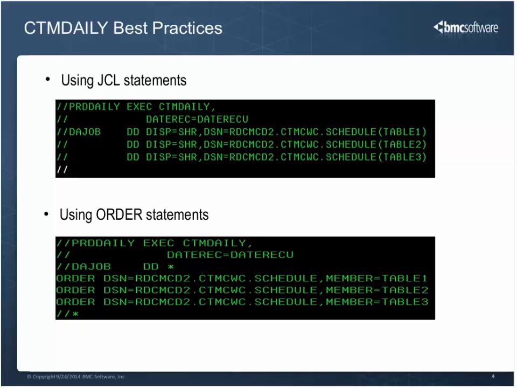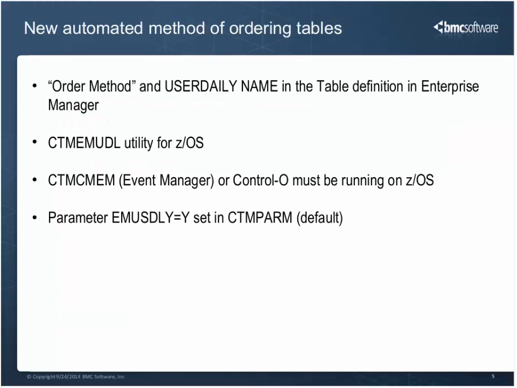Okay, so we're now going to move on to the next topic, which is the new automated method of ordering tables. The first thing I should mention here is this ordering method is only relevant if you create and maintain your tables in Enterprise Manager. So if you're purely a zOS user and don't have Enterprise Manager connected, this method will not be available. This is actually available in both Release 700 and in 800, both on the zOS side and on the Enterprise Manager version side. But for this demonstration, I'll be showing you everything in Release 800.